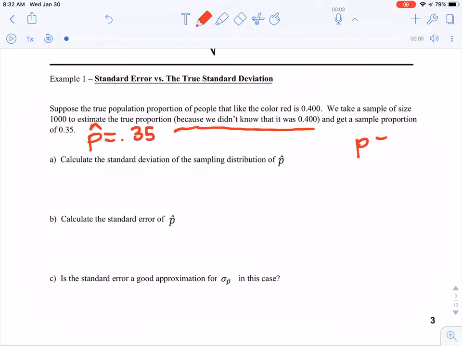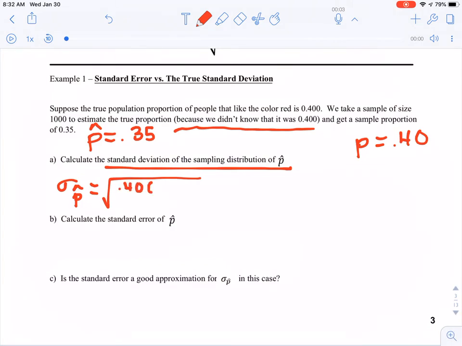Okay, we're told secretly that the true parameter is really 0.4. It says calculate the standard deviation of the sampling distribution of p hat. Okay, now that's a legit formula where if you really knew the true parameter, you'd have p, you do 1 minus p, and then you would divide by n, the number in the sample. This would come out to a value of 0.0155.